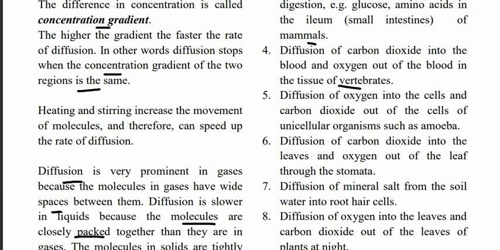vertebrates. We have diffusion of oxygen into the cells and carbon dioxide out of the cells of unicellular organisms such as amoeba. Diffusion of carbon dioxide into the leaves and oxygen out of the leaf through the stomata. And diffusion of mineral salts from the soil water into root hair cells. We also have diffusion of oxygen into the leaves and carbon dioxide out of the leaves of plants at night.